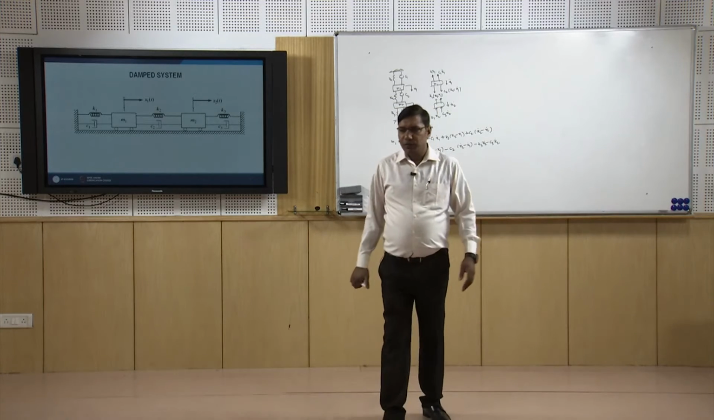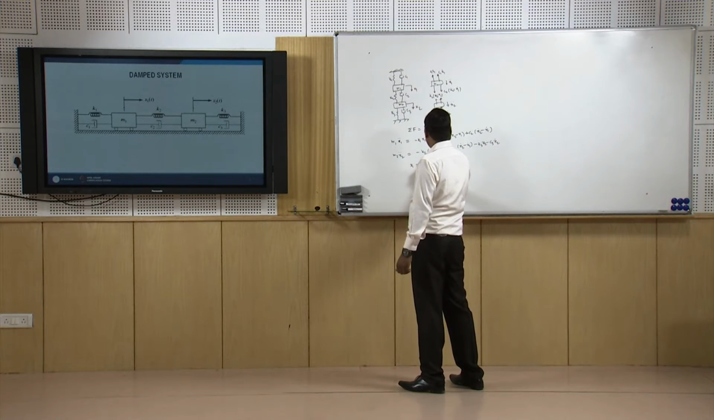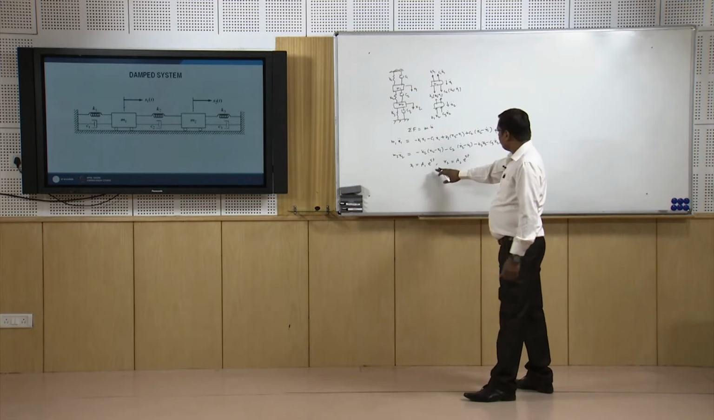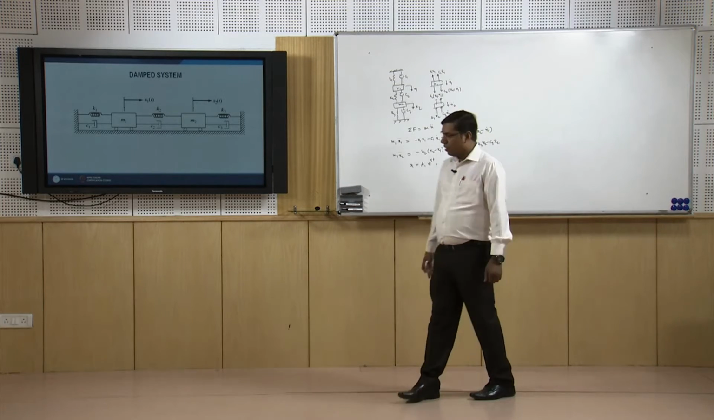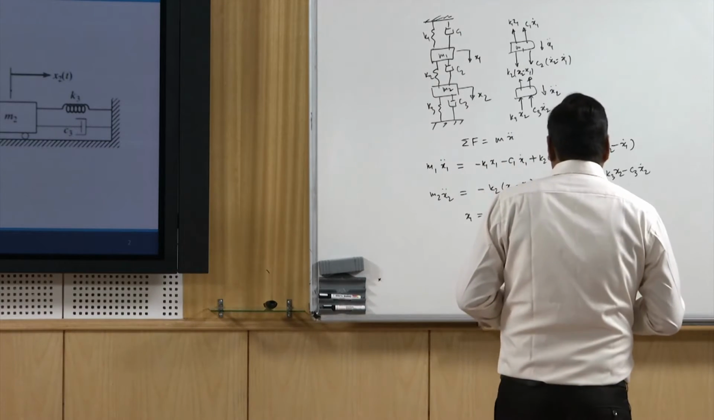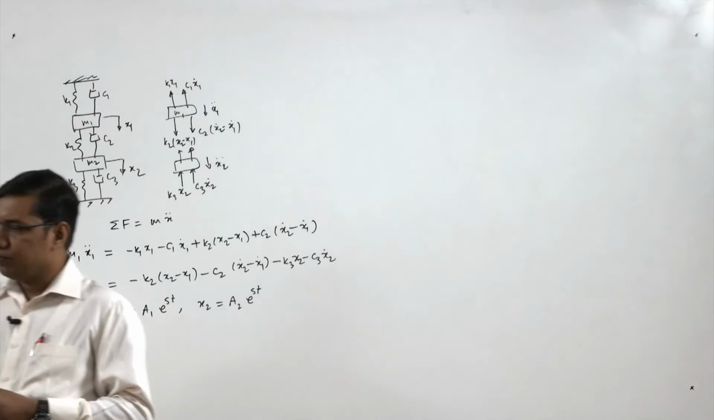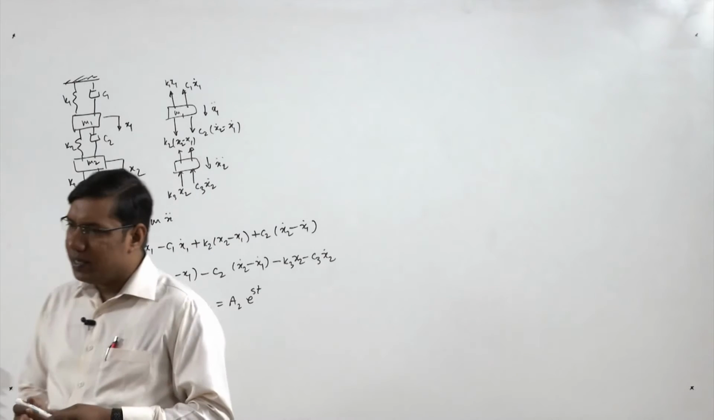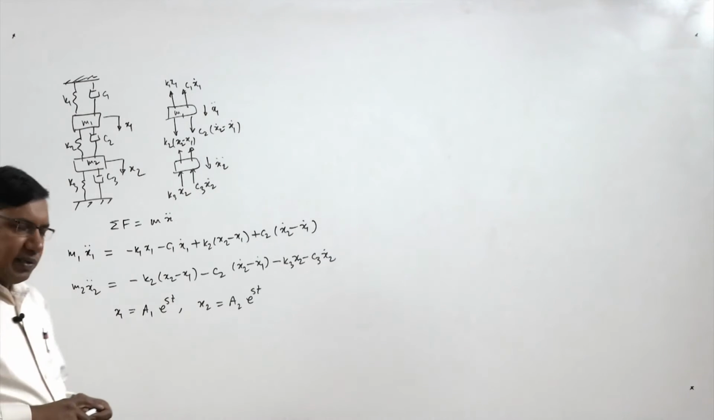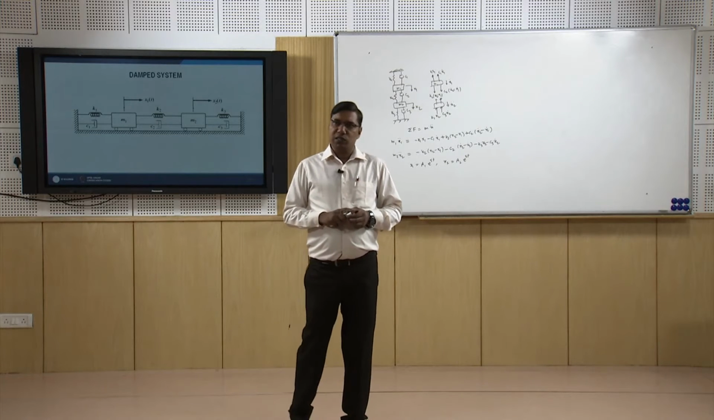To solve these equations of motion we will assume some solution, like we will assume x1 equal to a1 e power st and x2 equal to a2 e power st. Here a1 and a2 are the amplitudes, and so their ratio will define the mode shape. a1, a2 and s are constants, and when we put these in the equations we will find s, the root of the characteristic equation, and from there we will find the final solutions with the help of the initial conditions.